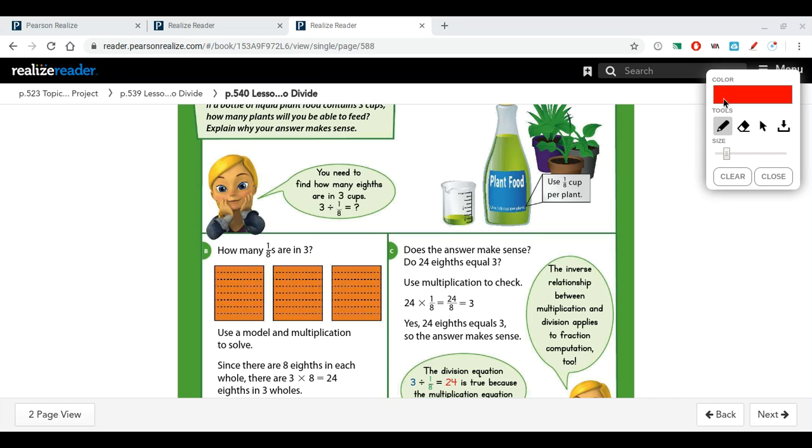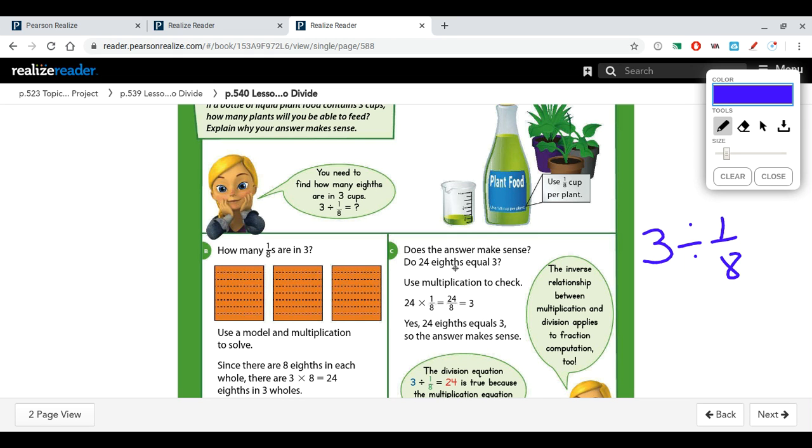If I write that as an equation, I'm going to do 3 divided by 1/8. Visually, if you look at this, I have 1, 2, 3, 4, 5, 6, 7, 8. So I have 8 in one of these. I have another 8 here, and another 8 here. So it's 3 times 8 equals 24. So look right here, 24 times 1/8 equals 3.